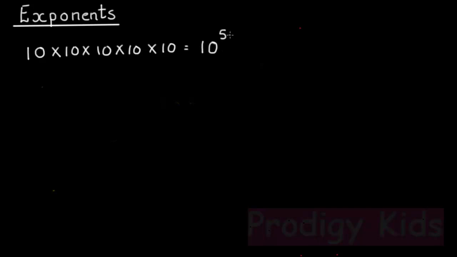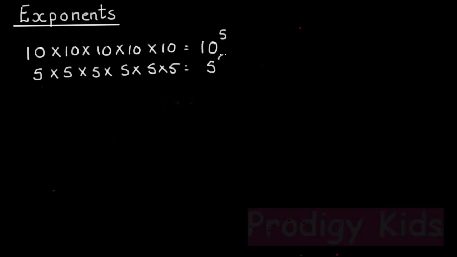Let me give you another example. What if it is 5 multiplied by itself 6 times? So it is 5 times 5 times 5 times 5 into 5 into 5. I would write it as 5 raised to 6.